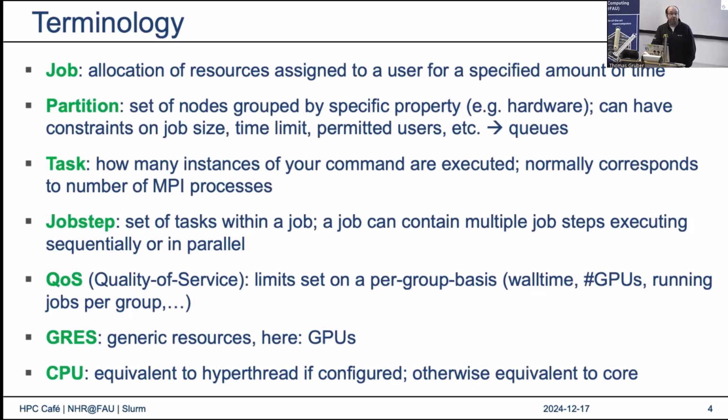GRES is a generic resource. In our case, we just have one generic resource, and that's the GPUs. There are other centers which provide other generic resources as well. So an FPGA, for example, can be seen as a generic resource and stuff like that.